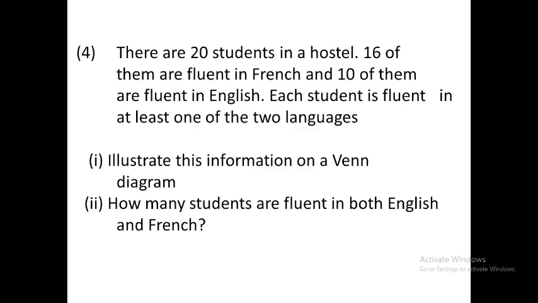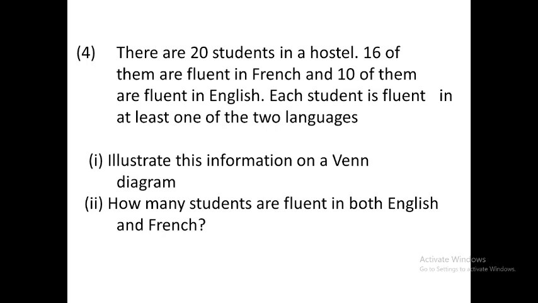It says that there are 20 students in a hostel. 16 of them are fluent in French and 10 of them are fluent in English. It says each student is fluent in at least one of the two languages. We are to illustrate this information on a Venn diagram. Like we did earlier, we need to collect the data.